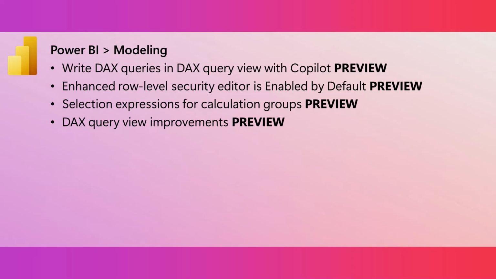This month, we are previewing selection expressions for calculation groups. This allows you to influence what happens in the case where a user makes multiple selections for a single calculation group or does not make any selection at all. This enables better error handling and also can just provide a better default behavior in certain cases. This can also bring you some potential performance improvements.